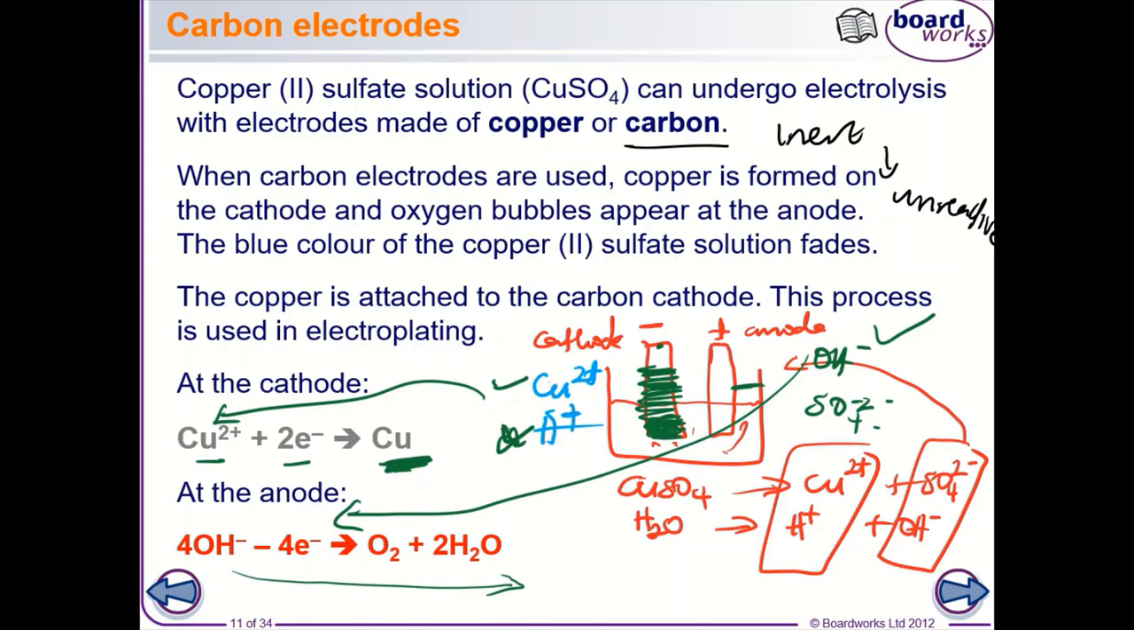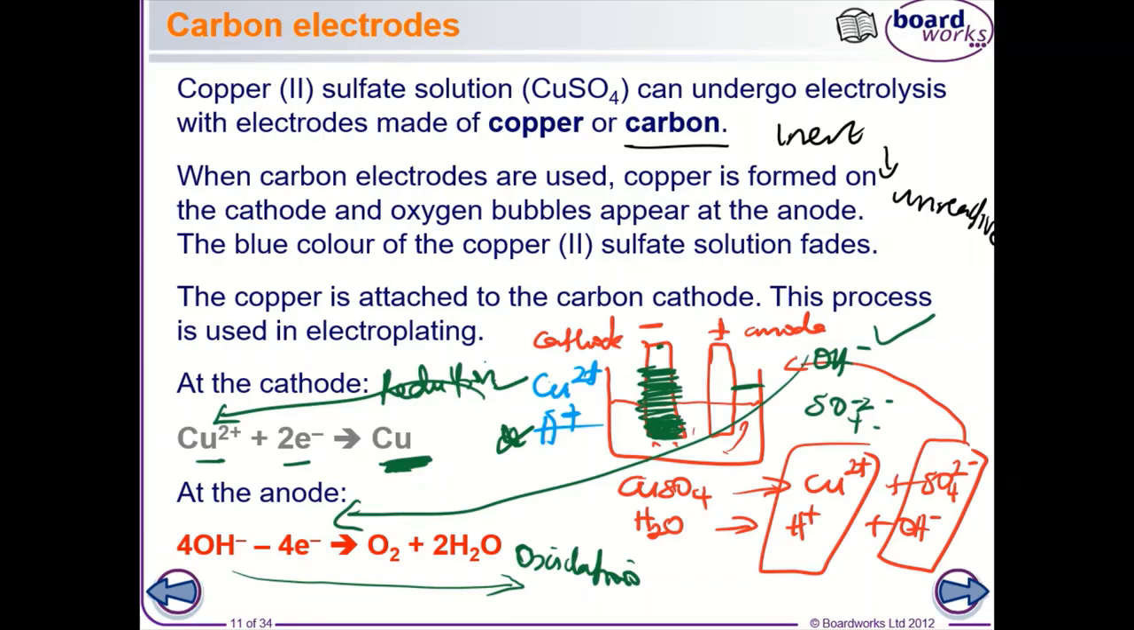4 hydroxide will lose 4 electrons to form 2 water and 1 oxygen. So that means your hydroxide is discharged. This is the equation of what will happen at the anode. And of course, what's taking place here is oxidation, loss of electron. But what is taking place here is reduction, which is gain of electron.